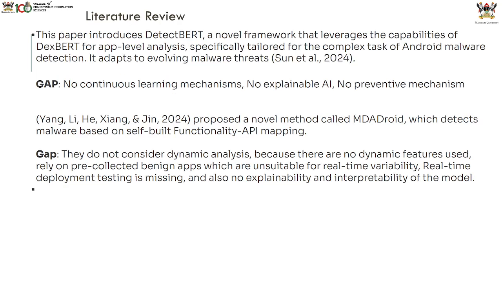Under the literature review, I reviewed the paper which introduced DetectBat as a novel framework that leverages the capabilities of DexBat for app-level analysis, especially tailored for the complex tasks of Android malware detection. It adapts to evolving malware threats. So this solution is not static. It adapts to evolving malware; in case of any obfuscation, it will be able to detect.